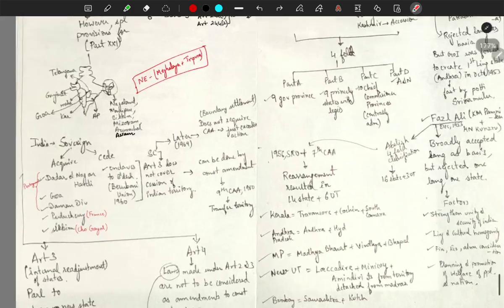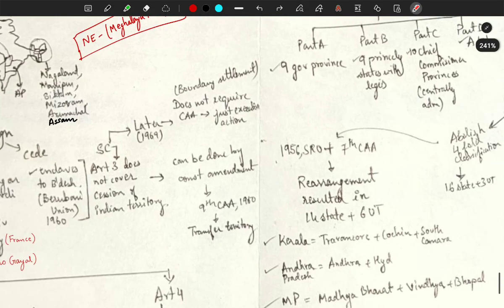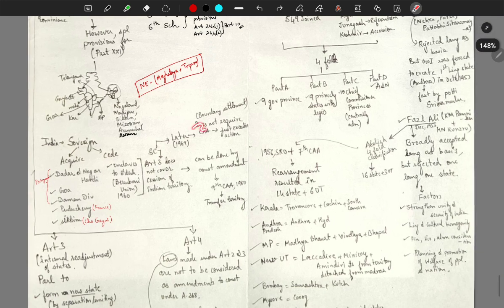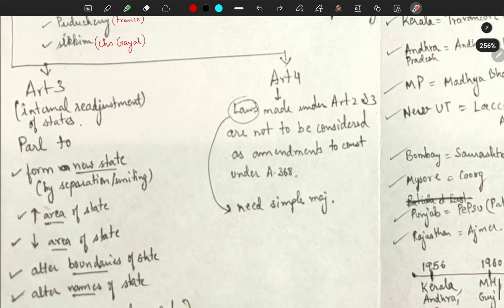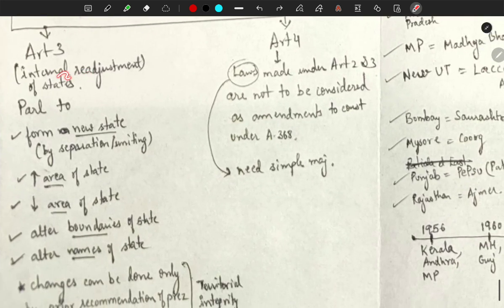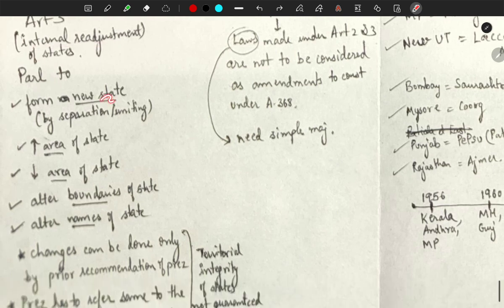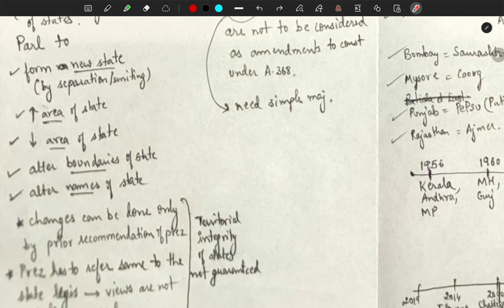Now, here we ceded territories. What did the Supreme Court say at that time? It referred to Article 3. We need to discuss Article 3 before discussing this one. Article 3 deals with internal readjustment between the states. It gives Parliament the power to form a new state by either separating or uniting states, increase or decrease the area of a state, alter the boundaries of states, and alter the name of states.